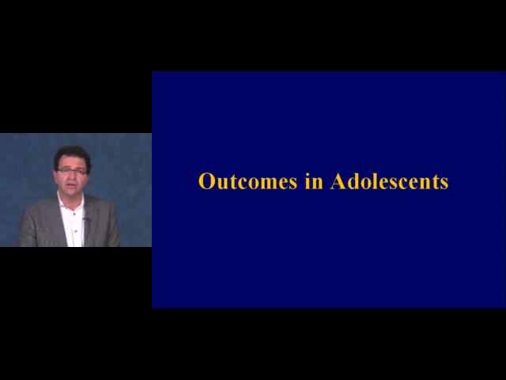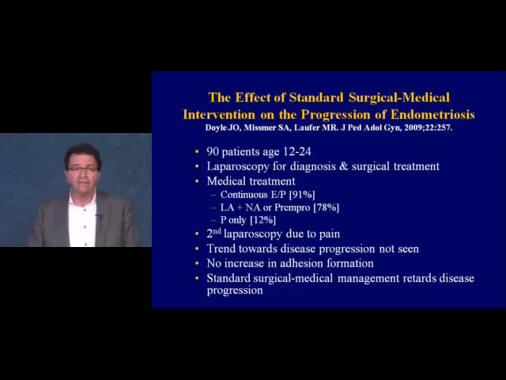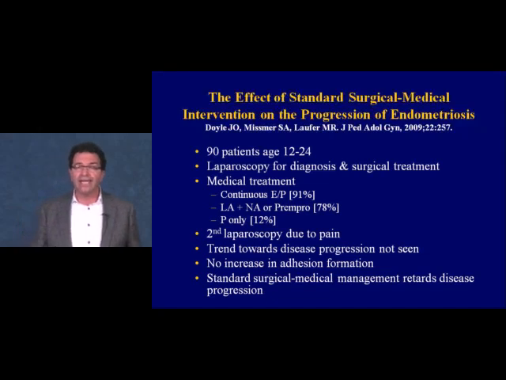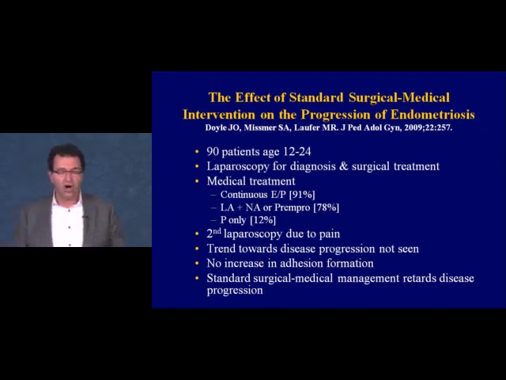What are outcomes for adolescents with endometriosis? Well, this is the first long-term follow-up study of adolescents. And we looked at 90 patients aged 12 to 24 who had a laparoscopy which showed endometriosis, and it was surgically destroyed. Then they were treated with medical therapy. And if they had a recurrence of pain and had a second laparoscopic procedure, we asked the question, did the endometriosis get worse? Why is that important? Because we want to know if the disease is progressing.